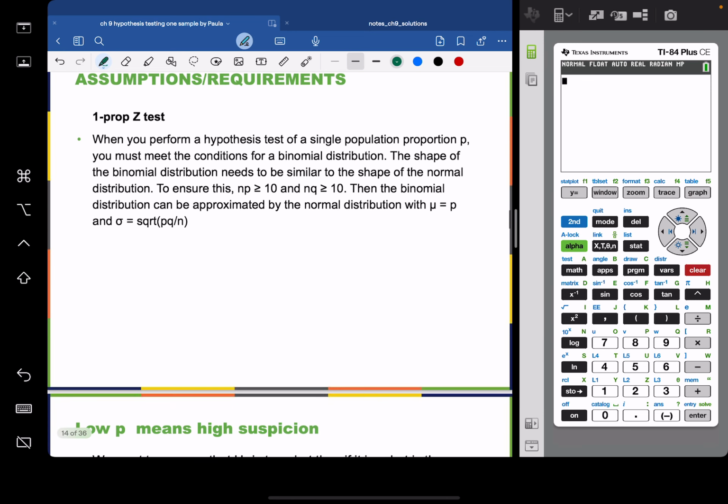And finally, for the test of a population proportion, the shape of the binomial distribution needs to be similar to the normal distribution, so check to make sure that n times p is greater than or equal to 10 and n times q is greater than or equal to 10. Then we can just use the normal distribution. Mu will be the same as p, and sigma is equal to the square root of pq over n.